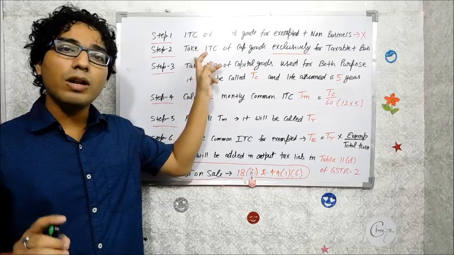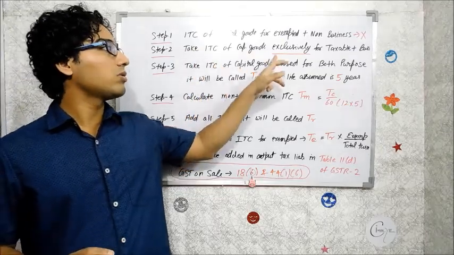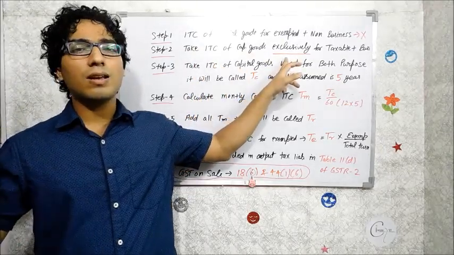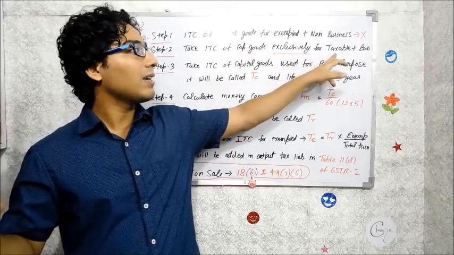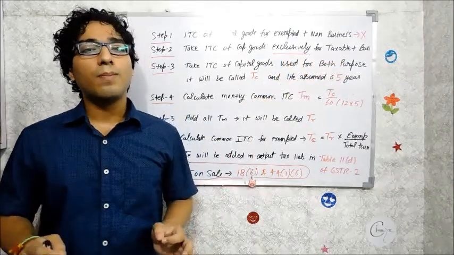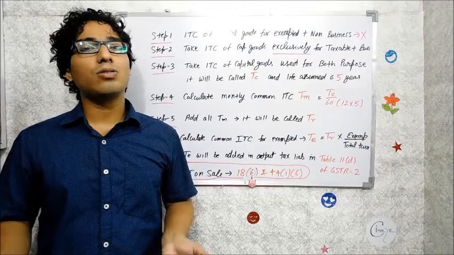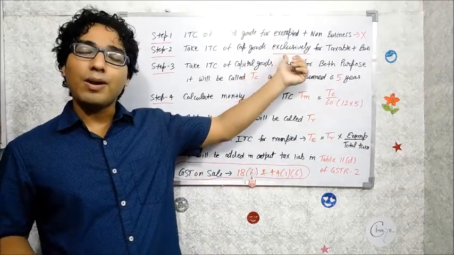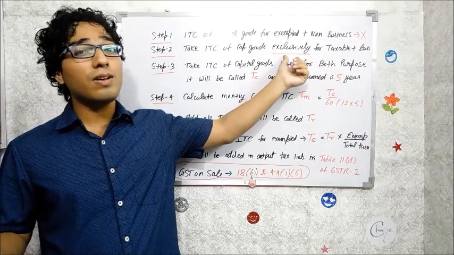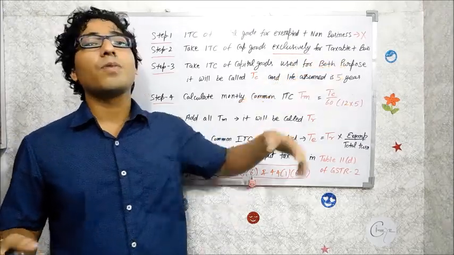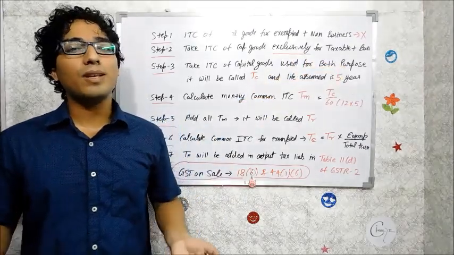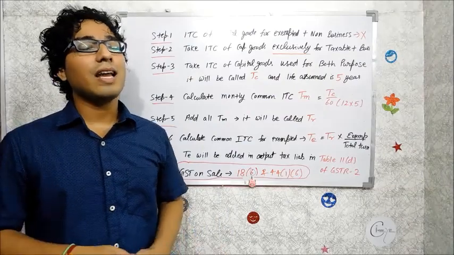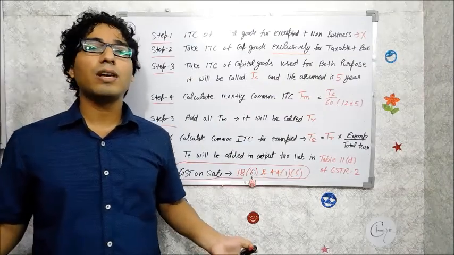Then take the full input tax credit of the capital goods which are used exclusively for supplying taxable supply or for business related activity. So just take the full input tax credit of the capital goods which are used exclusively for taxable or business related purposes. Obviously, when you are using it for taxable supply, the full input tax credit will be taken.